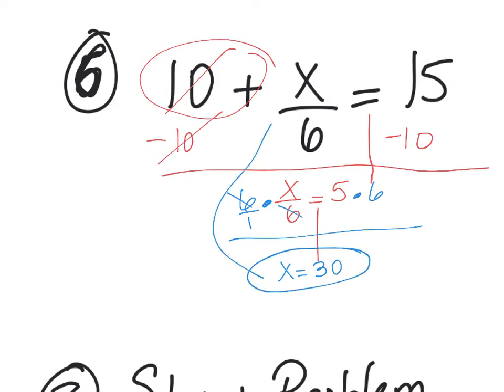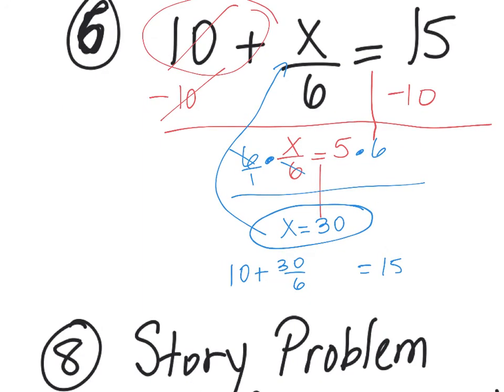Put it back up into the problem. 10 plus 30 divided by 6. What do I want that to equal? 15. Do I add or divide first?